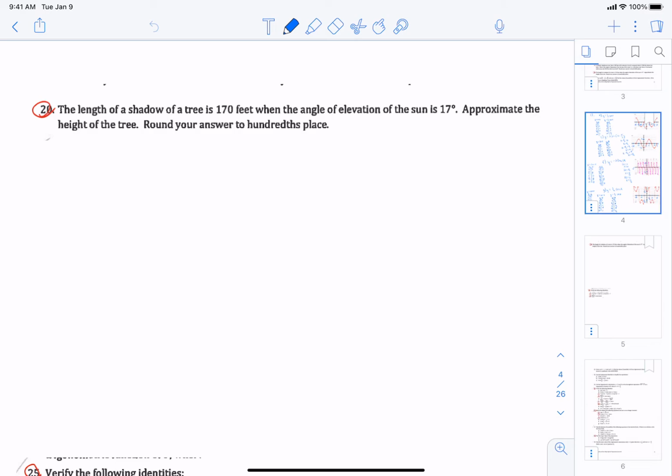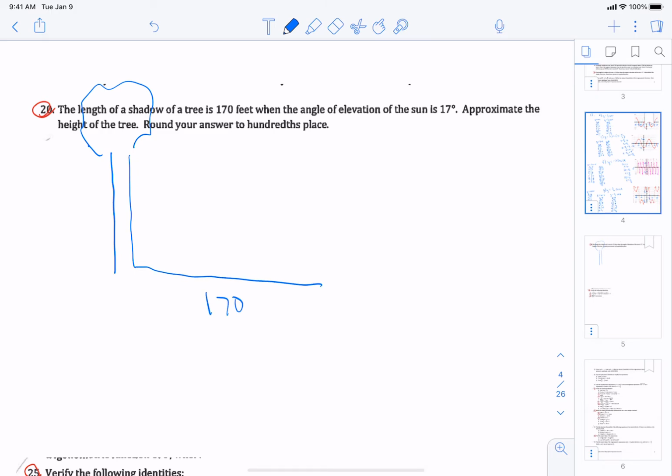So let's read 20. It says the length of the shadow of a tree is 170 feet. So here's our tree. And it says that the shadow is 170 feet when the angle of elevation of the sun is 17 degrees. So we're going to assume when they say angle of elevation, they're talking about from the ground rising upward. That is 17 degrees. Approximately, what is the height of the tree?